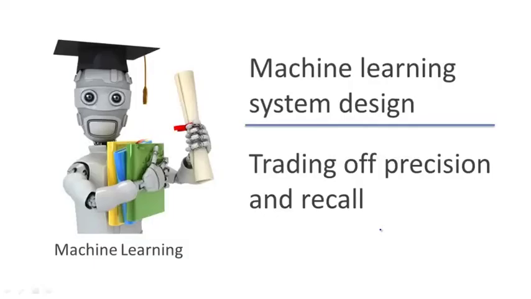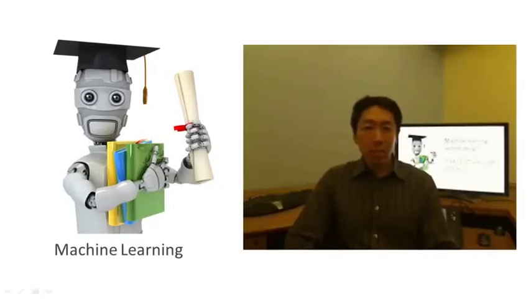In the last video, we talked about precision and recall as an evaluation metric for classification problems with skewed classes. For many applications, we'll want to somehow control the trade-off between precision and recall. Let me tell you how to do that and also show you some even more effective ways to use precision and recall as an evaluation metric for learning algorithms.